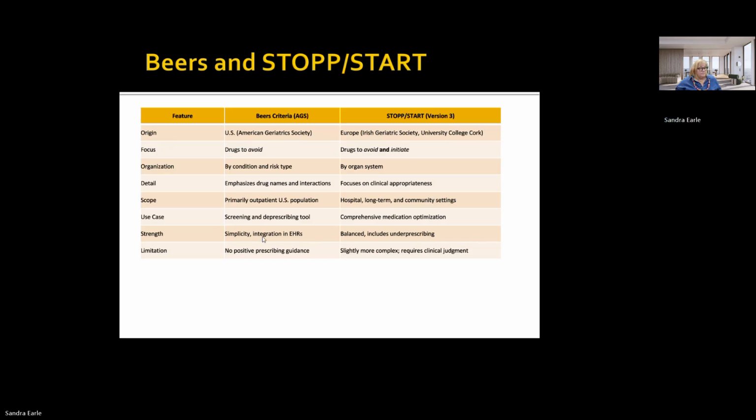The strength of STOPP/START is it's more comprehensive as far as both avoiding and initiating, and can include not only overprescribing, but underprescribing. Limitation for Beers is there's no positive prescribing. That's a common theme, right? It doesn't really help you in what you should give, just what you shouldn't give. And STOPP/START is a little more complex, a little more comprehensive.